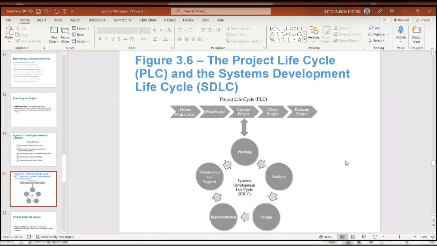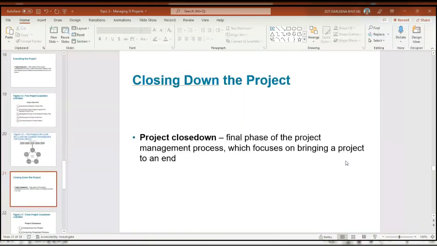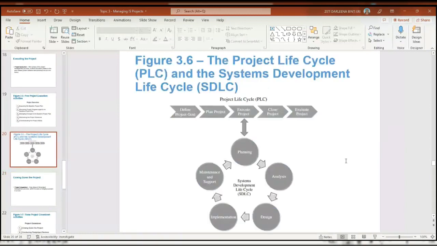Alright, now this is the last phase. Kalau ikutkan selepas fasa close ni, kita panggil sebagai evaluate the project. Ataupun kita buat some sort of, kalau setengah orang kata postmortem lah. Maksudnya kita melihat balik how well kita execute the project.